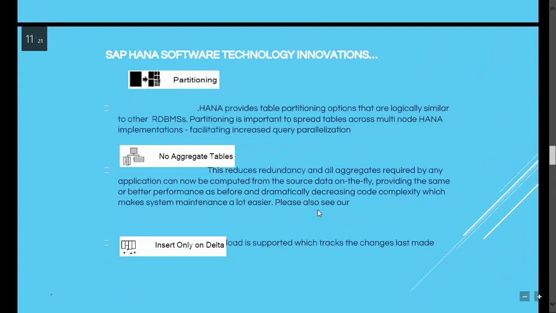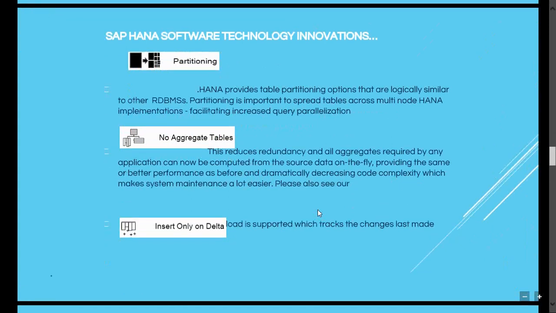Apart from that, partitioning, for the data that we get from different sources. If we have HANA in a cluster, we spread the tables across multiple nodes in the HANA implementation, and it helps query parallelization to analyze the queries quickly in parallel. So we make use of partitioning.